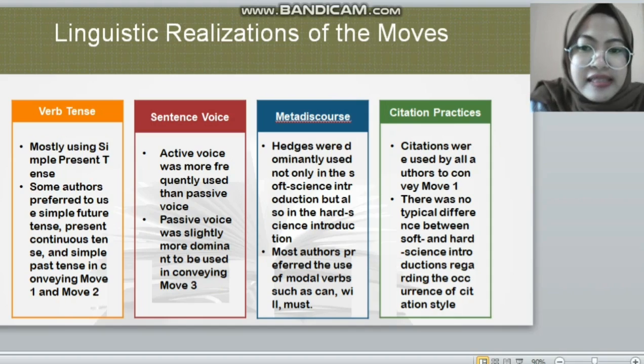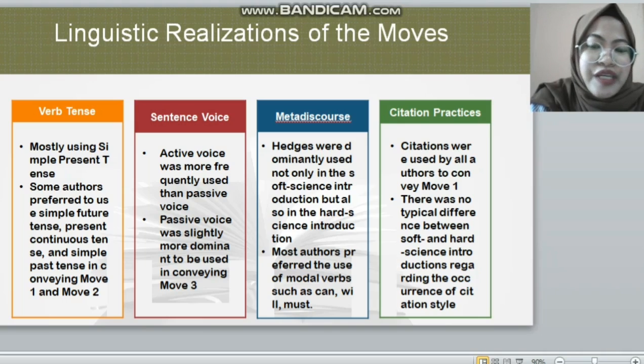Alright, and then for the second finding, the linguistic realizations of the moves in terms of verb tense: mostly the article introductions use simple present tense, and then some others prefer to use simple future tense, present continuous tense, and simple past tense in conveying move 1 and move 2. And then for sentence voice, active voice was more frequently used. Passive voice was slightly more dominant in conveying move 3, but for other moves it's not used.